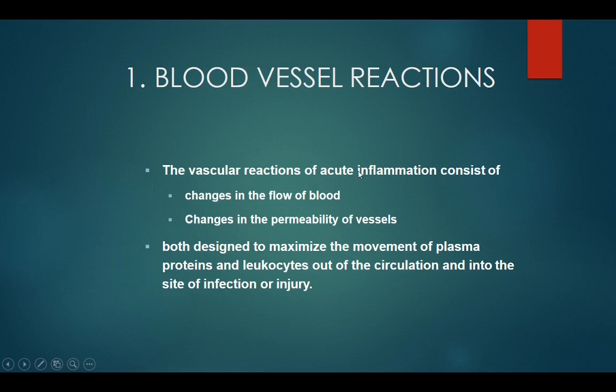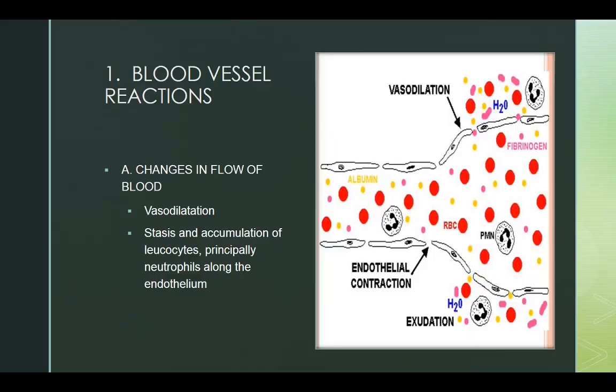The vascular reaction of acute inflammation consists of changes in the flow of blood and changes in the permeability of vessels. The blood flow and the permeability will change if inflammation is there. Both are designed to maximize the movement of plasma proteins and leukocytes out of the circulation into the site of infection or injury. Both are designed in such a way that they lead to the movement of leukocytes as well as plasma proteins to the site of infection. Now, how does this happen? Let's see.